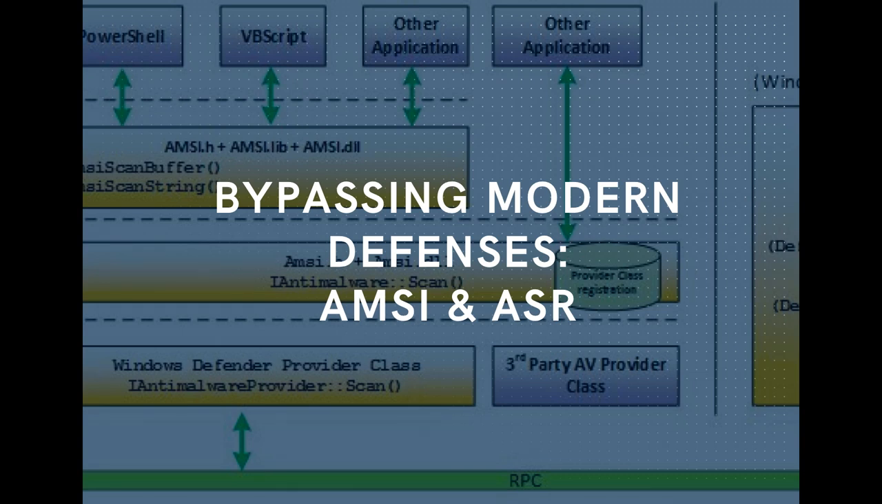But on modern instances of Word and Excel on Windows 10, you might run into modern defenses like AMSI and ASR. And we're going to show you some basics on how to bypass these as well. So Pieter will start off with AMSI, and then we'll take over with ASR.